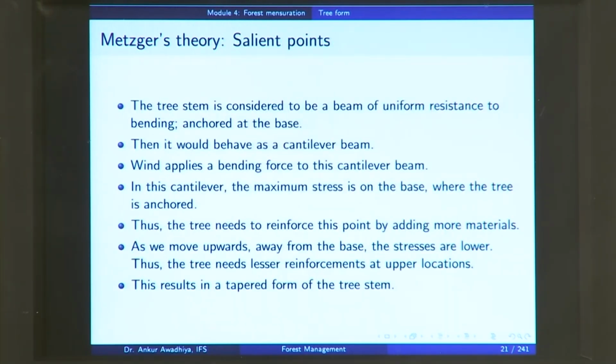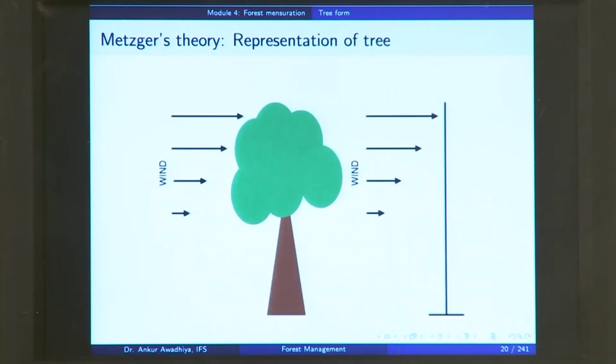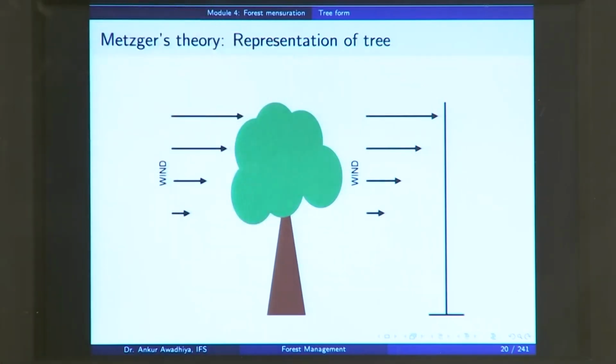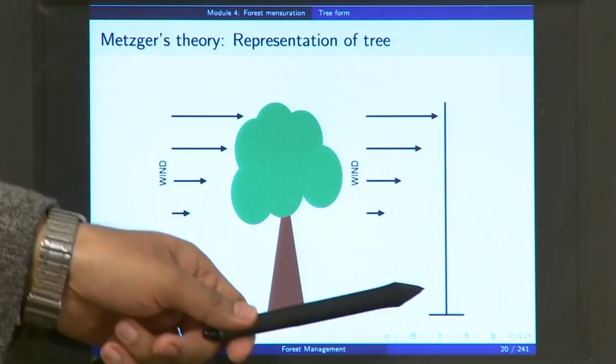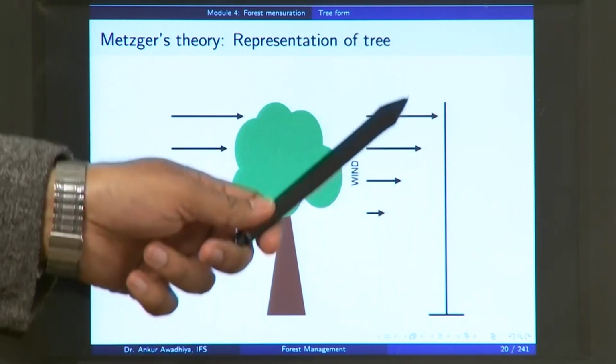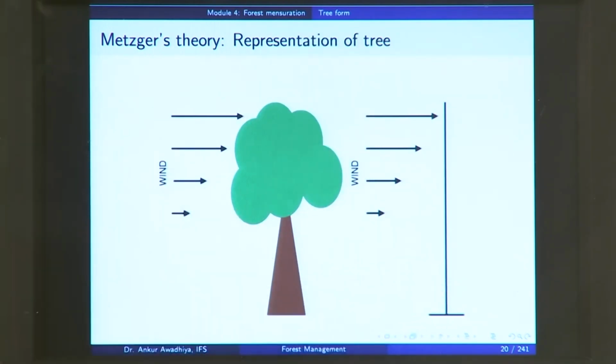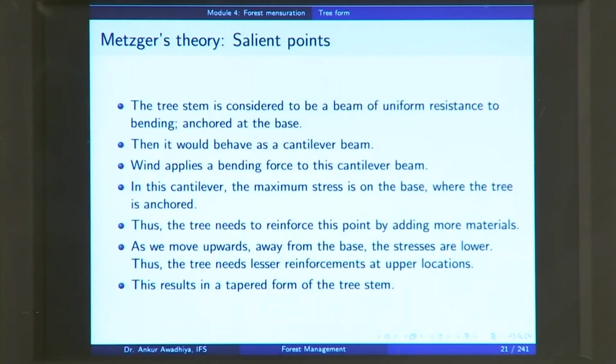In Metzger's theory, the tree stem is considered to be a beam of uniform resistance to bending, which is anchored at the base. So, it says that the material of this beam is the same whether you consider the bottom portion or the top portion, and so the resistance that this material can offer is uniform across the whole of the stem. So, this is a beam with uniform resistance to bending, and this beam is anchored at this point. So, in this case this beam behaves as a cantilever beam.